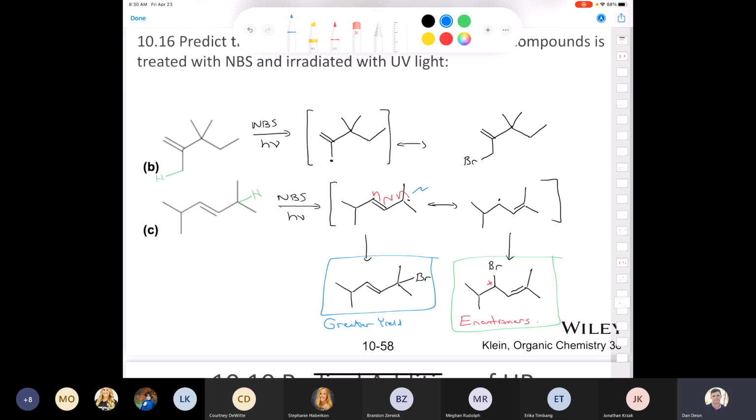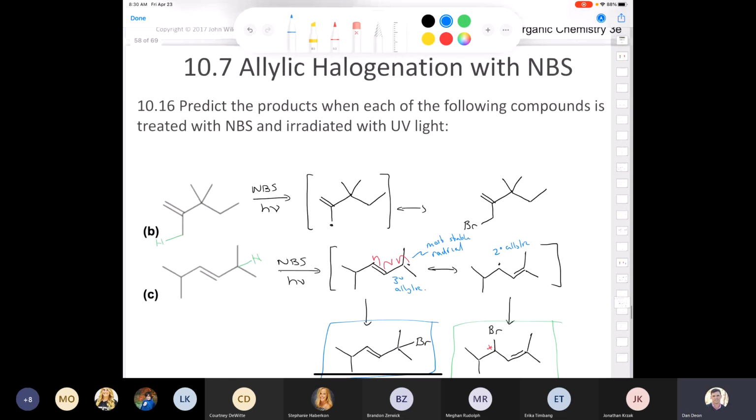Because this is the most stable radical, right? This one is tertiary allylic, and this one here is secondary allylic. So tertiary allylic wins over secondary allylic. So I would say that the one in the blue box would be isolated in a greater yield, and then you have a mixture of enantiomers. All right, there you go. So that covers allylic halogenation.